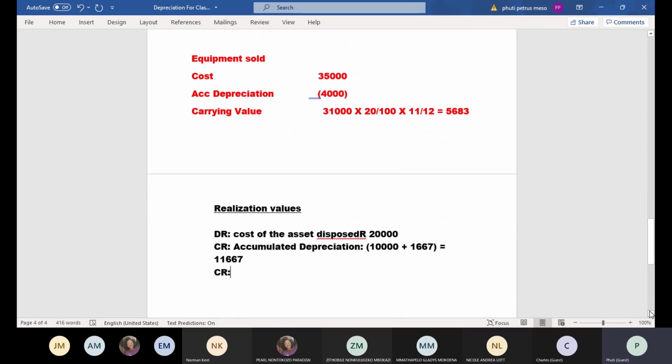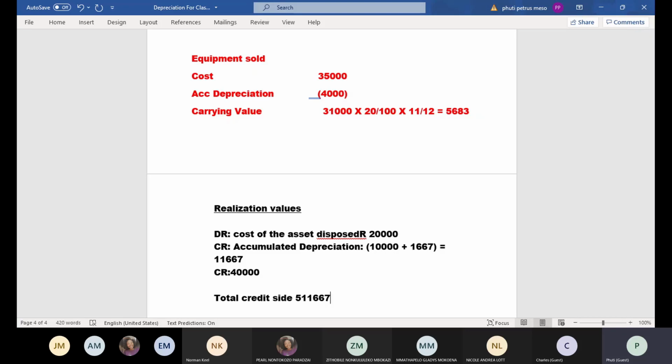Did I say the amount is 10,000 or was it something different? 40,000. 40,000 Rand. So it's going to come up this side. So basically you'll say 40,000 Rand plus 11,667. I think you're going to have something like 51,000. That's your total credit side. This side will be 51,167. And then you're going to look at my debit side, which is 20,000 Rand.